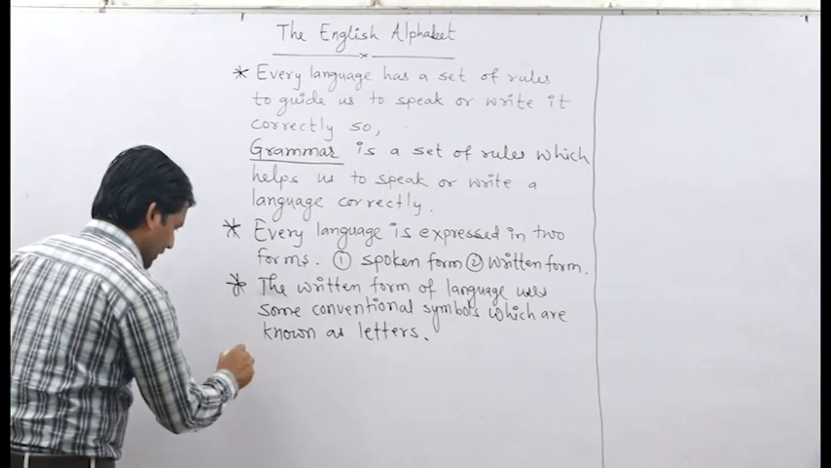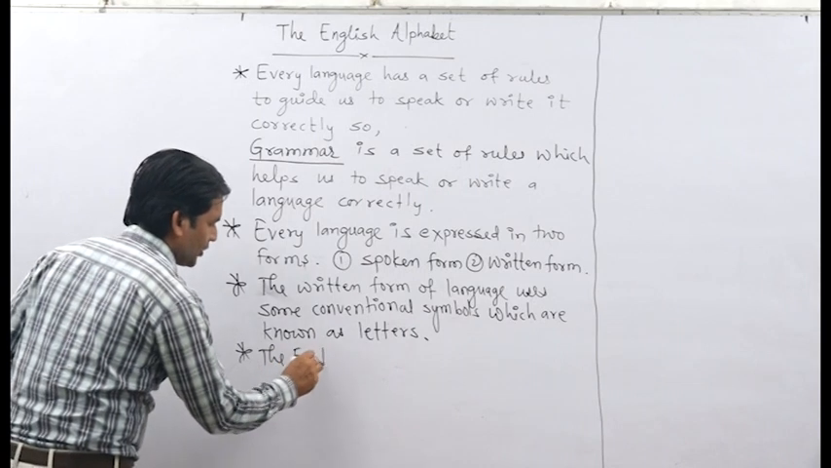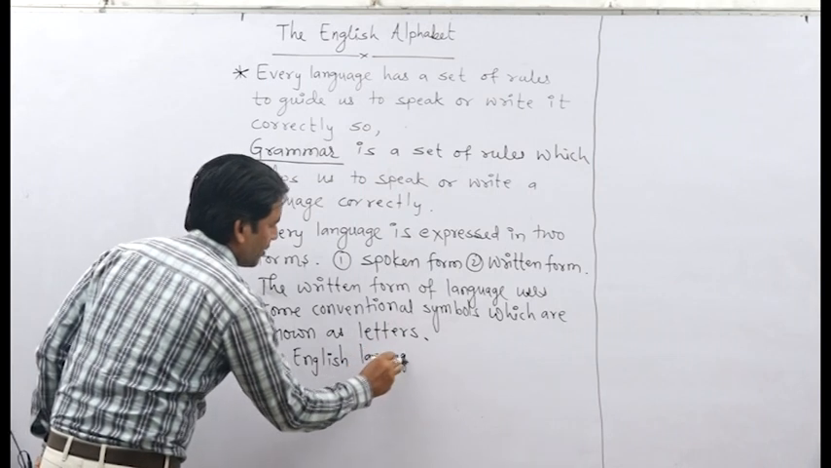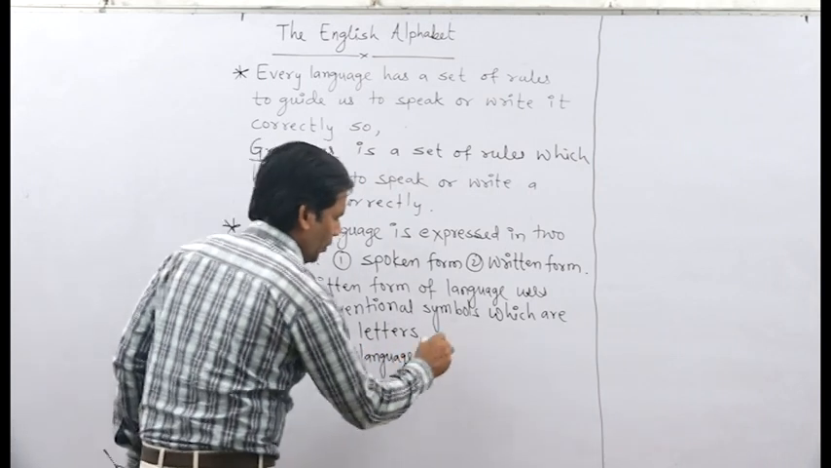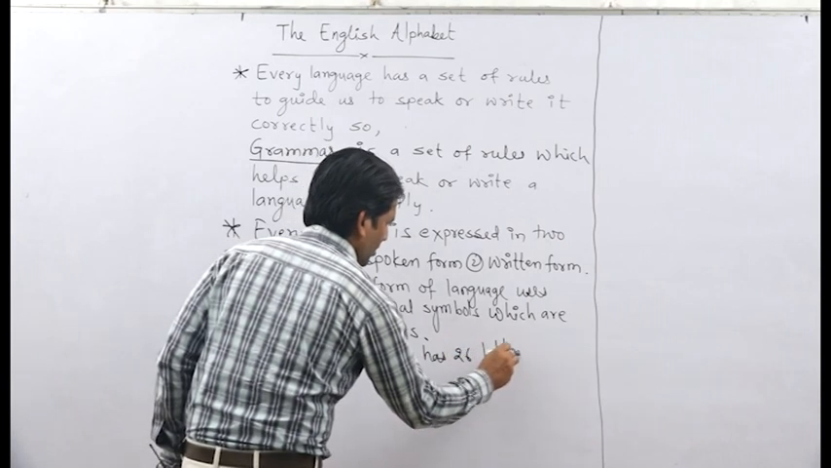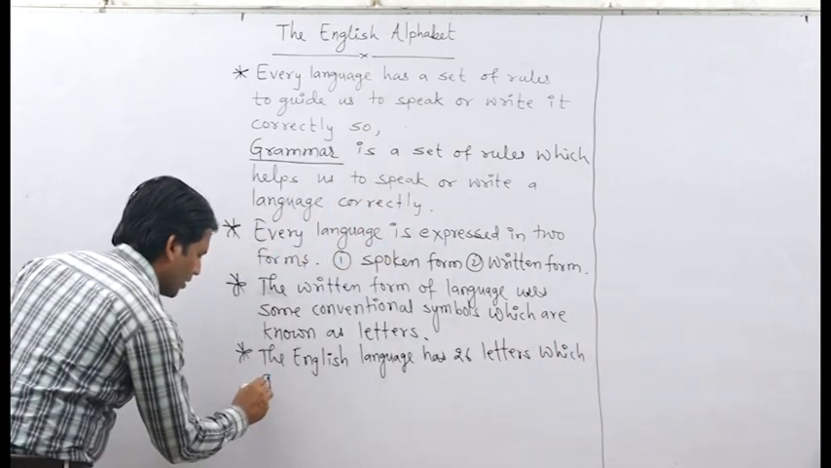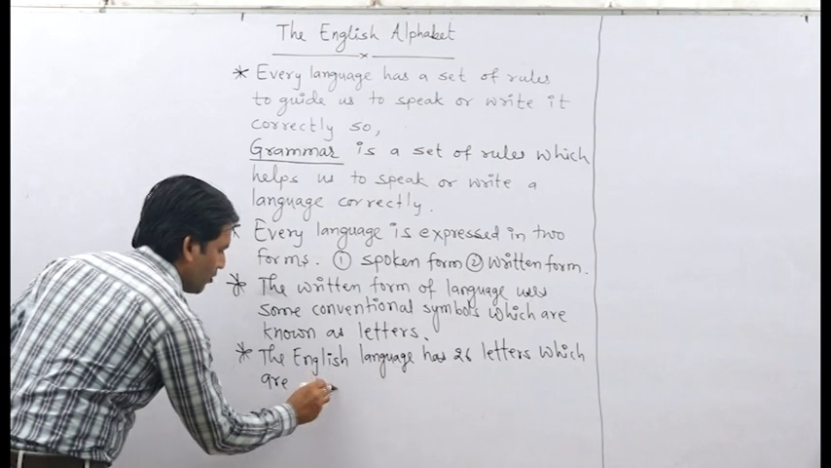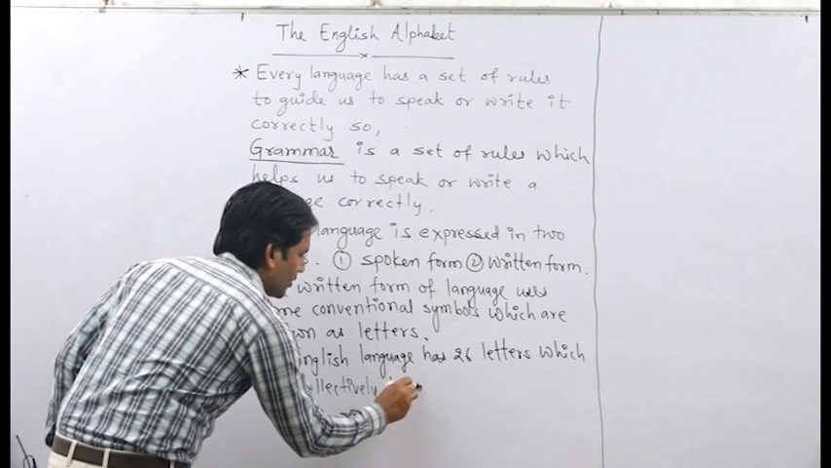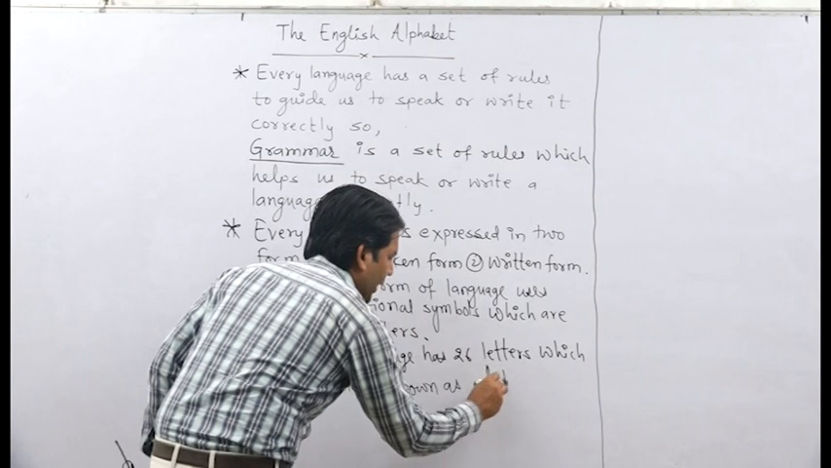The English language has 26 letters which are collectively known as what? Alphabet.